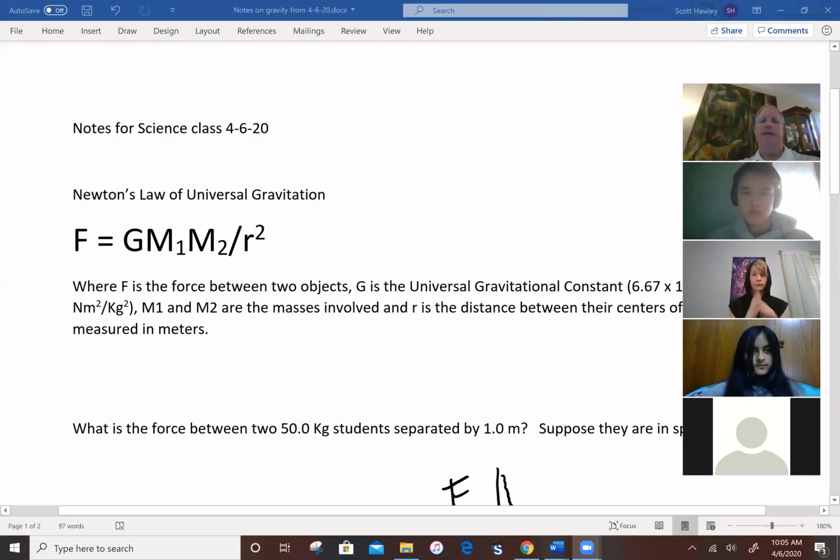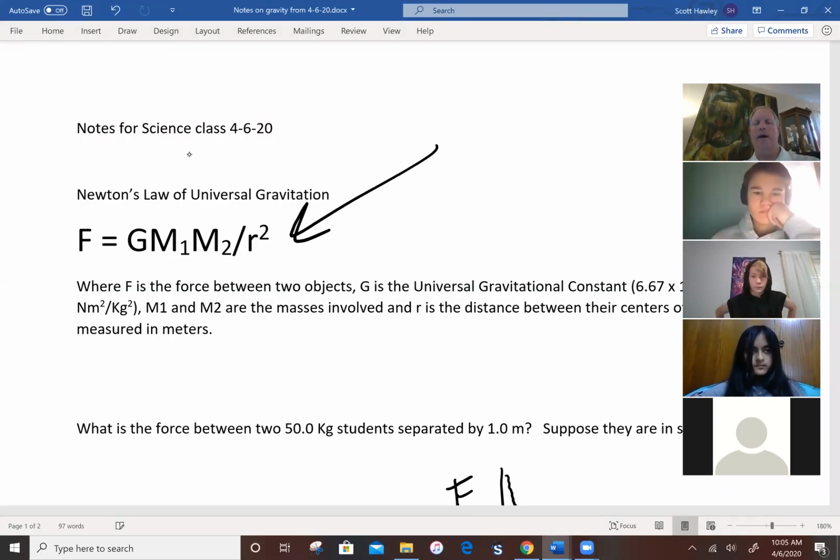This is Newton's universal law of gravity. F stands for the force of attraction between any two objects.